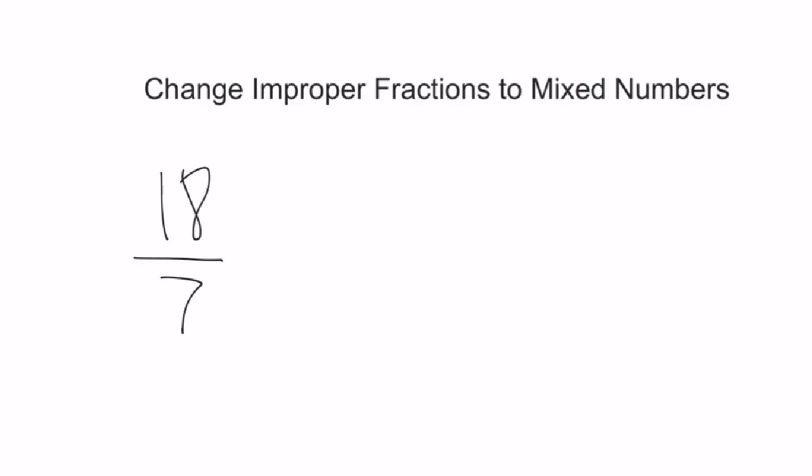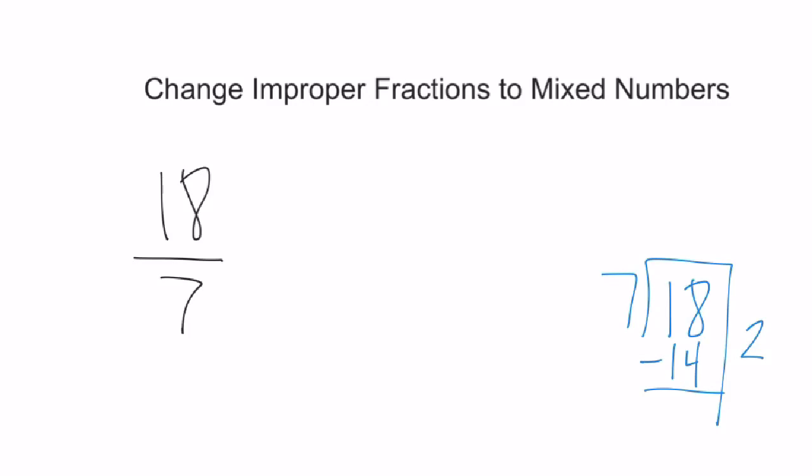Here's our next example of 18/7. Copy this down, solve on your own, pause the video, and come back when you are ready to see the answer. So to solve this problem, I'm doing 18 divided by 7. I know 7 times 2 is 14. Subtract that, I have a remainder of 4. So my answer is going to be 2 4/7.